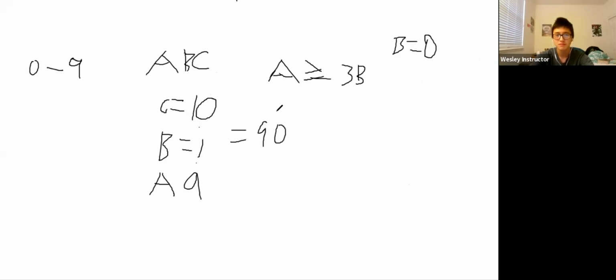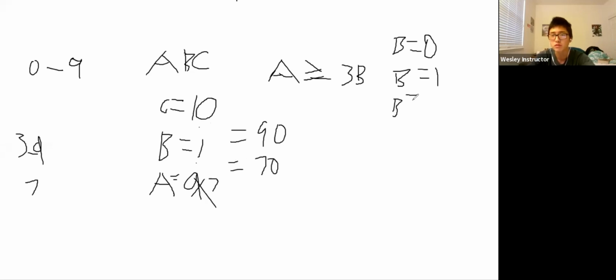All right, say B equals 1. C still has 10 options and B still has one option. So C and B always stay the same. It's just A that changes. So B equals 1, 1 times 3 is 3. That means all of A's digits have to be greater than or equal to 3. So 3 to 9 gives me 7 options. So if B equals 1, A has 7 options. 10 times 1 times 7 equals 70.